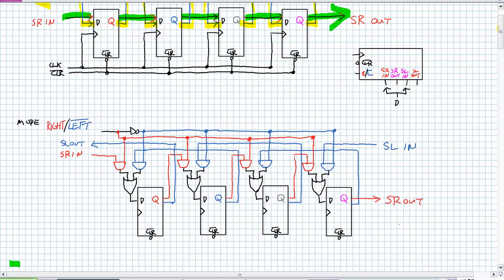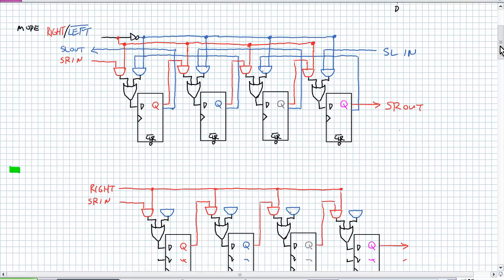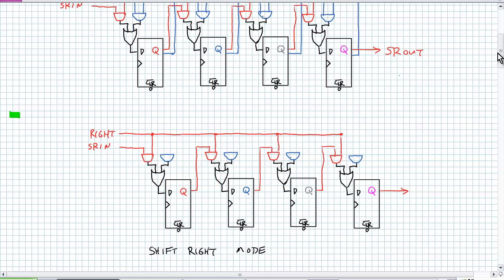The mode. There is a mode. It's either in right mode or left mode. You can never be in right and left simultaneously. The way I've defined it, right is a 1, left is a 0. So let's look at one of the modes. In right mode, what's happening here? The mode command is high. It's a 1. It's enabling all these AND gates.